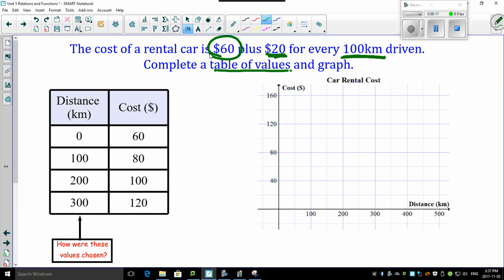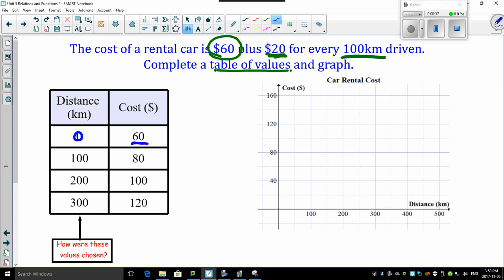I've got a table of values all set up for us, so I just want to talk about it instead. Think about this. Let's say we rent the car, but we don't go anywhere. We leave it in the parking lot. Guess what? They're still going to charge us 60 bucks, whether we drive it or not. I've rented it, it's 60 bucks a day, there you go, pay the bill.